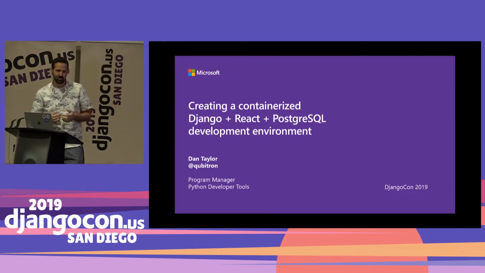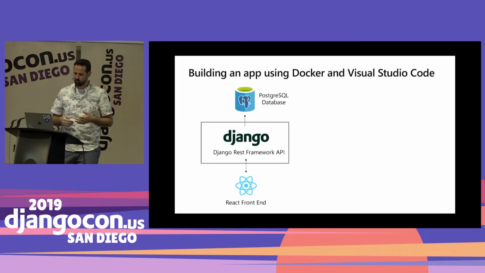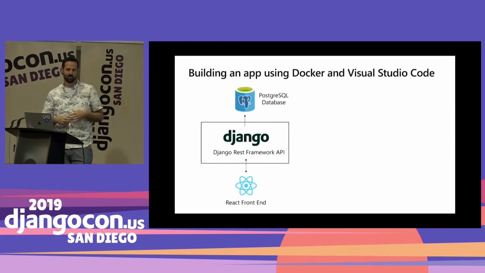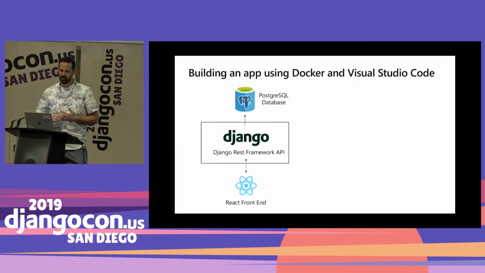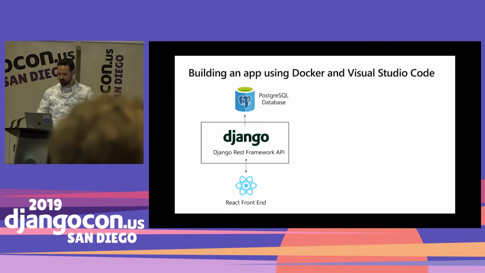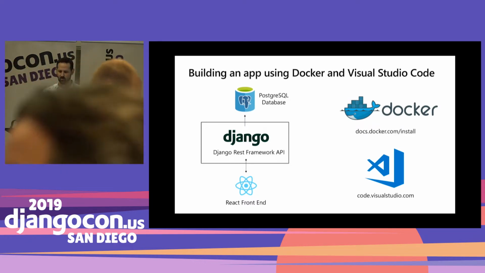So I'm a program manager on our Python developer tools at Microsoft, and today's talk is about how you set up a development environment that's running inside of a container. For this talk, we'll be building a sample application that uses a somewhat common configuration where you have a Django REST Framework API with a React front end and a Postgres database. To build this application, we're going to use just two dependencies. We'll be using Docker and Visual Studio Code.